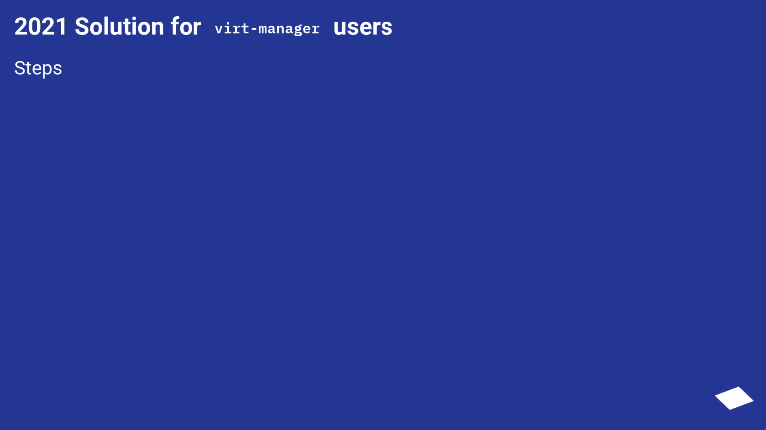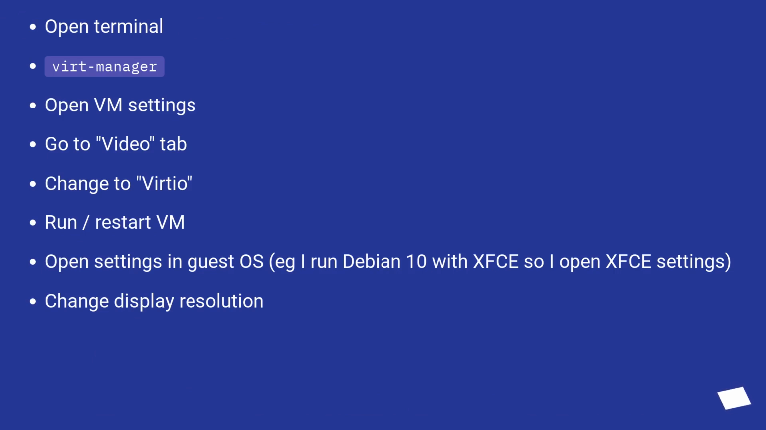Solution for Virt Manager users. Steps. Open terminal. Virt Manager. Open VM Settings. Go to Video tab. Change to Virtio.